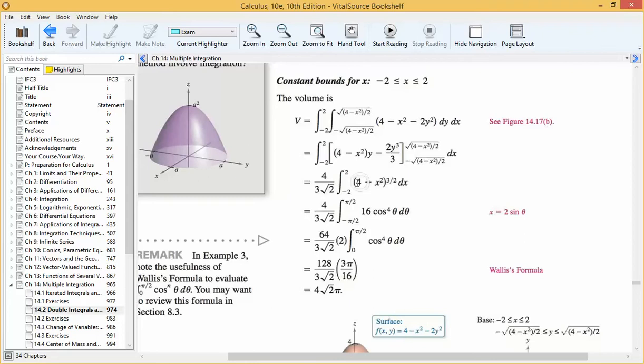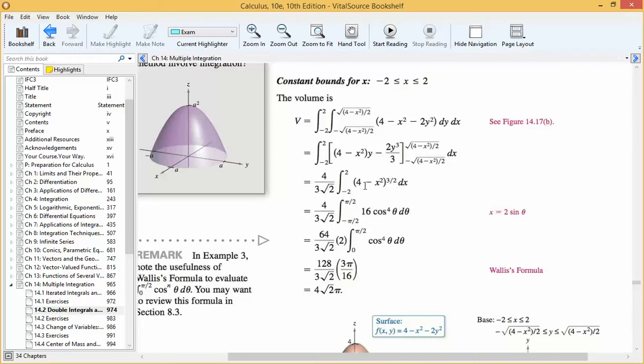So this is in the form, I believe, a squared minus u squared to a power. And so you have to use the trig substitution, let x equal 2 sine theta, to integrate this now. So they let x equal 2 sine theta, they plugged it in. And whenever you plug that in right here, you're going to have 4 minus 4 sine squared. All that's raised to the 3/2 power.